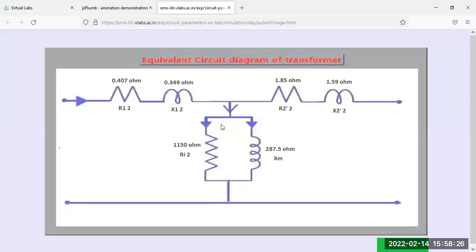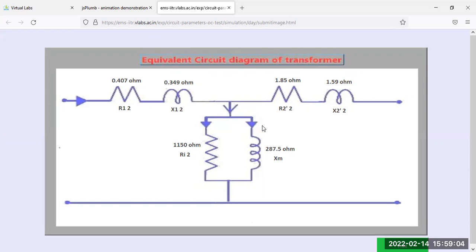Okay. So this is the complete equivalent circuit diagram with the parameters. That means core loss resistance. This is your exciting current or no load current, which consists of two parts. One is the core loss component of current, and another is the magnetizing component of current, that means IM. So you may indicate here the IC and IM.